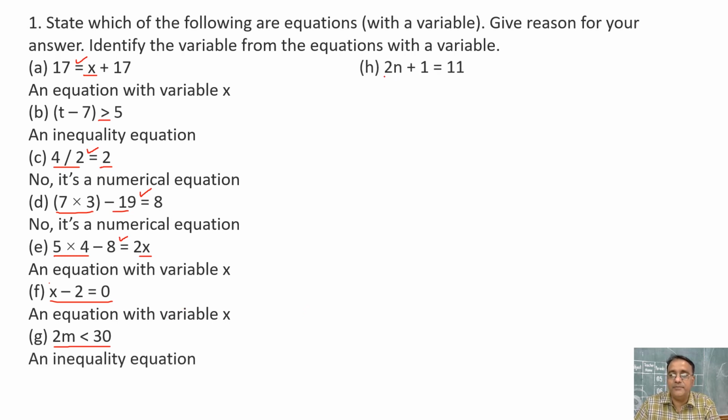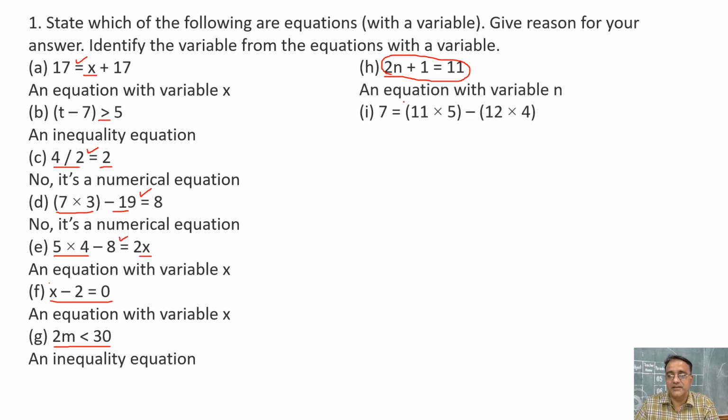Next one. 2n plus 1 is equal to 11. It's an equation with variable n. Very good. Next one. 7 is equal to 11 into 5 minus 12 into 4. It's not an equation with variable, right? So it's a numerical equation.